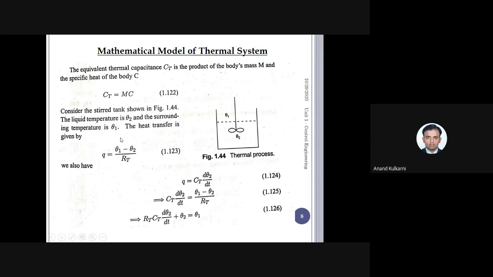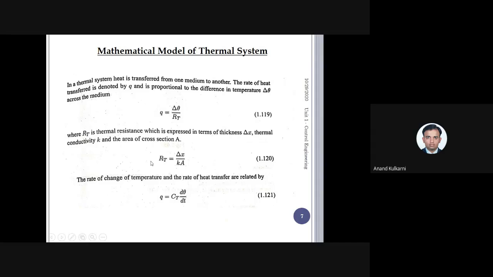Now just observe here. I think this point is clear. Any doubts with respect to this? Do you have any doubts with respect to equation 1.1.21? Is it clear?